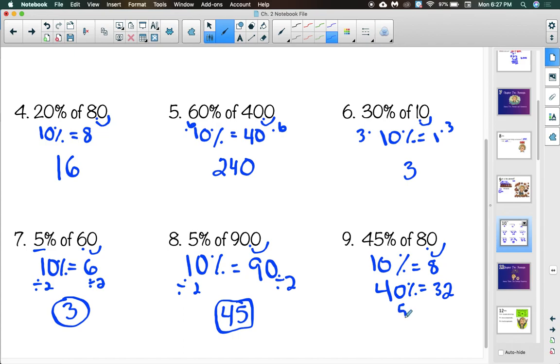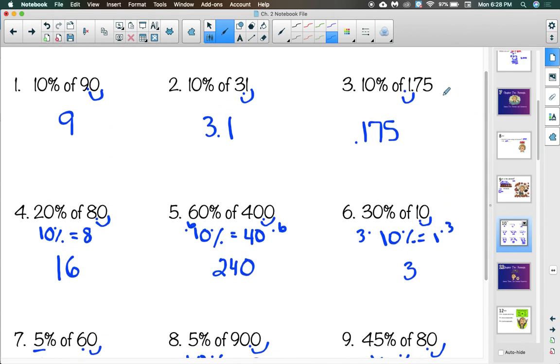And then we have to find 5%. 5% is half of a 10%. So 8 divided by 2 is 4. And if I want to figure out my final answer, I add my 40% plus my 5%. 32 plus 4 is 36. If that one was a little bit tough for you, don't stress, okay? That one is a trickier problem. Maybe that's one you will never want to do mentally, and that's totally fine.